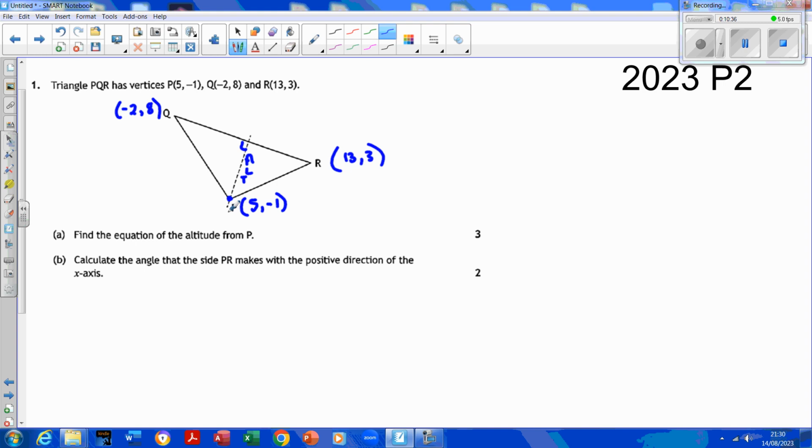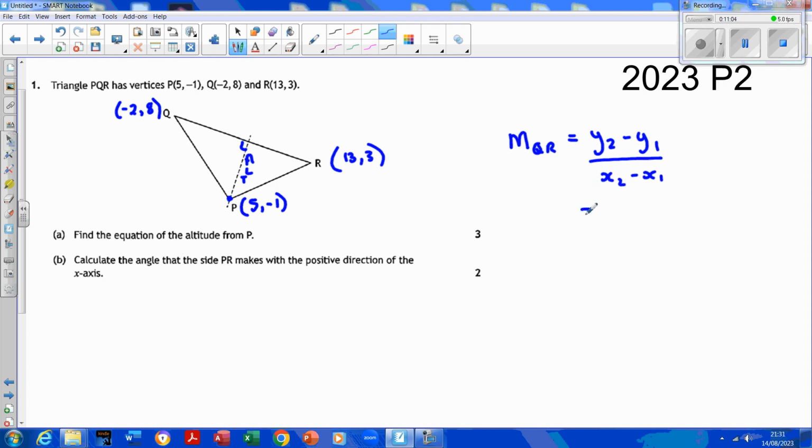So I've got to find out how can I get the gradient. I don't know 2 points on it, so I can't do the gradient using y2 minus y1 divided by x2 minus x1. But I do know it's perpendicular to QR. So I can work out the gradient of QR and flip it and change the sign. So you start off and you do MQR, and again that's y2 minus y1 divided by x2 minus x1.